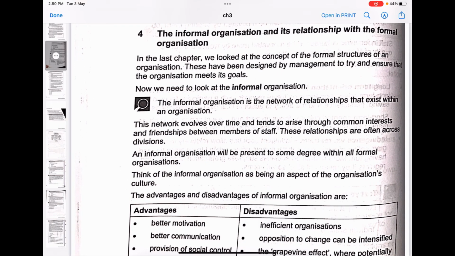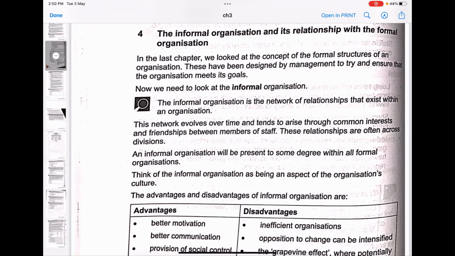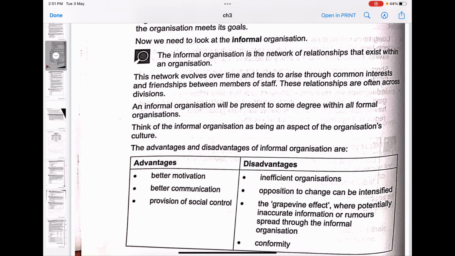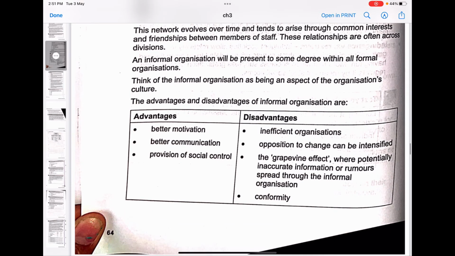The informal organization and its relationship with the formal organization. In the last chapter, we looked at the concept of the formal structures of an organization. These have been designed by management to try and ensure that the organization meets its goals. Now let's see what an informal organization is. The informal organization is the network of relationships that exist within an organization, but it's informal. This network evolves over time and tends to arise through common interests and friendships between members of staff.